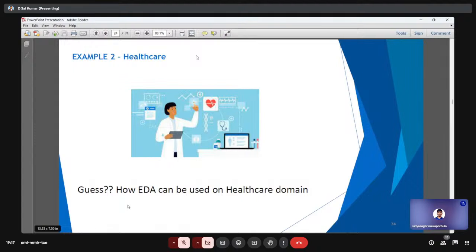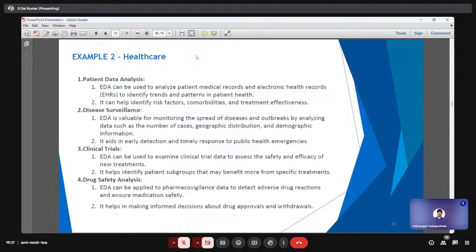Similarly, with respect to healthcare, this exploratory data analysis plays a major role. The basic one is patient data analysis, where EDA can be used to analyze patient medical records and electronic health records to identify trends and patterns in patient health.